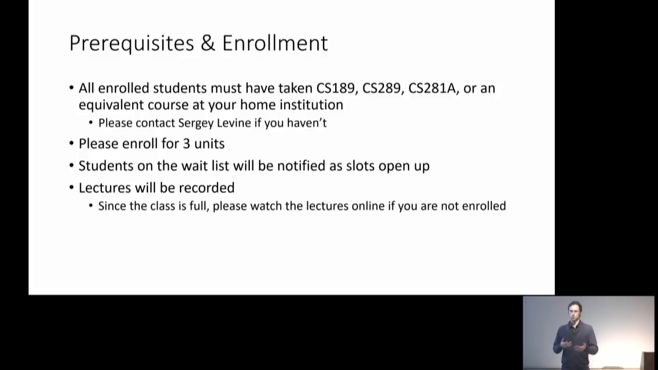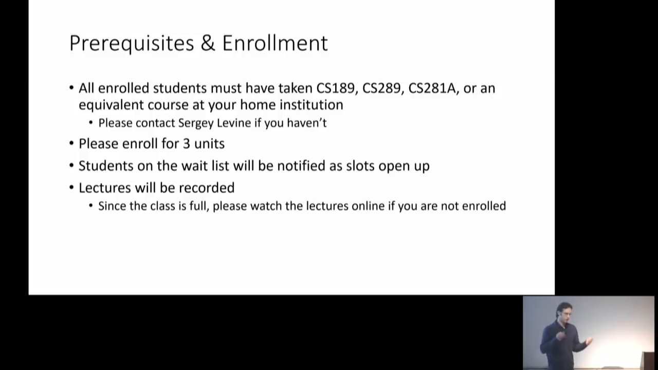If you're not sure whether the course you took at your home institution fulfills the requirement, just email me. Just tell me, "Hey, I went to this university, took this class, here's the syllabus, does this fulfill the requirement?" That's totally fine. Please enroll in the class for 3 units.